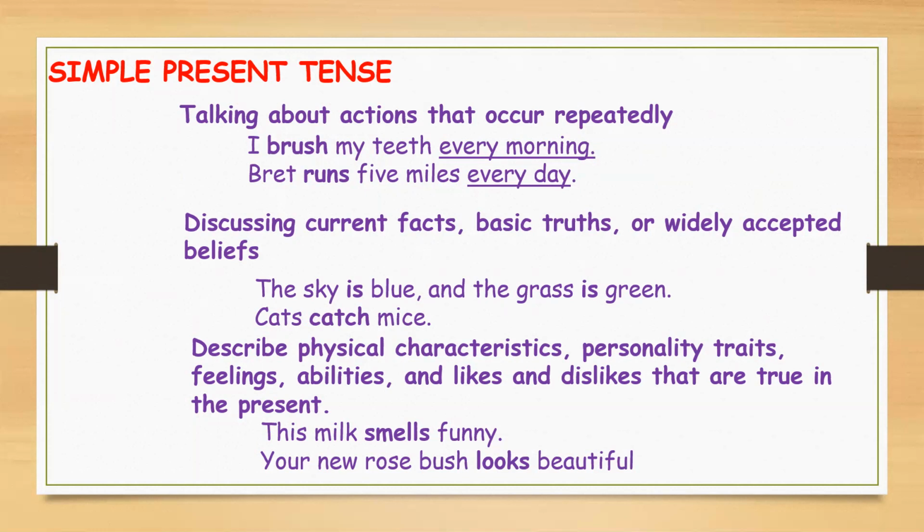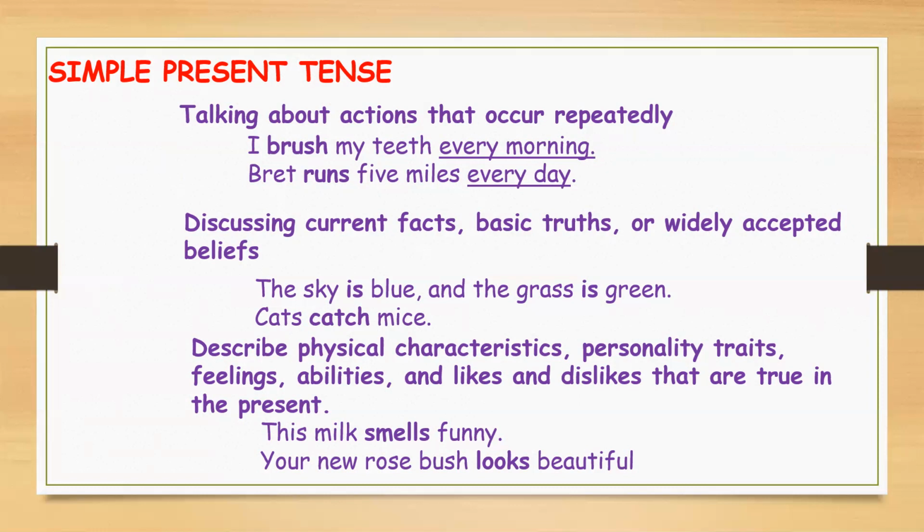And it also describes physical characteristics, personality traits, feelings, abilities, and likes and dislikes that are true in the present. This milk smells funny. Your new rose bush looks beautiful. So adding es with the verb also is simple present. For example, brush. Brush is an action word, a verb, and brushes also is an action word.